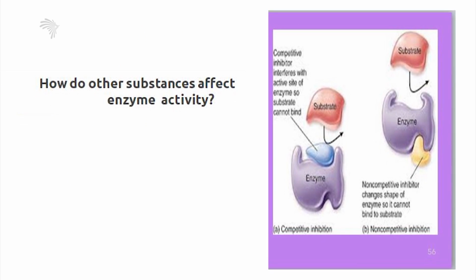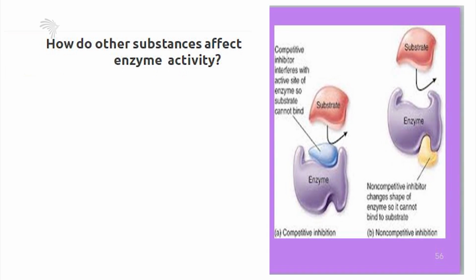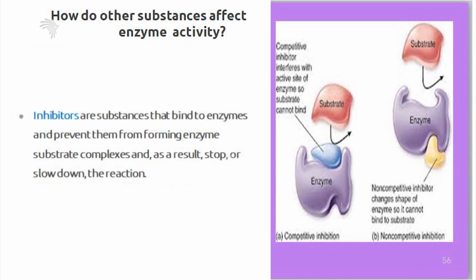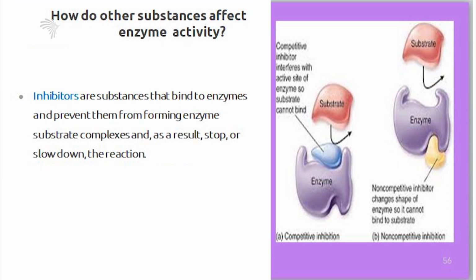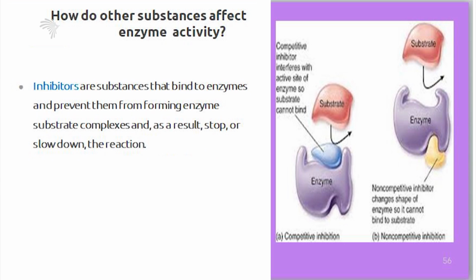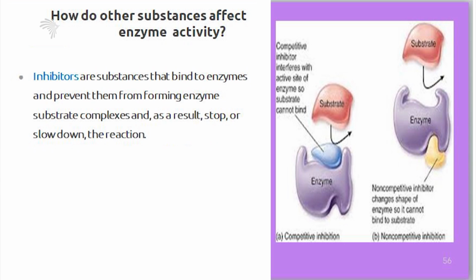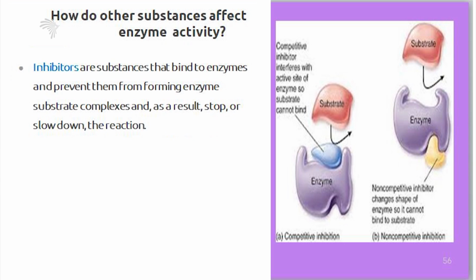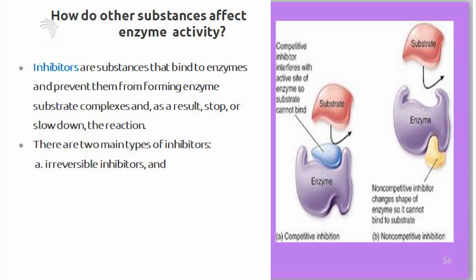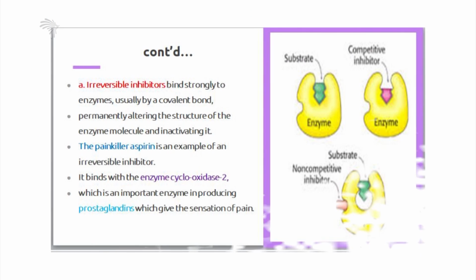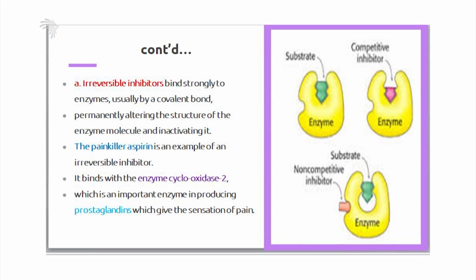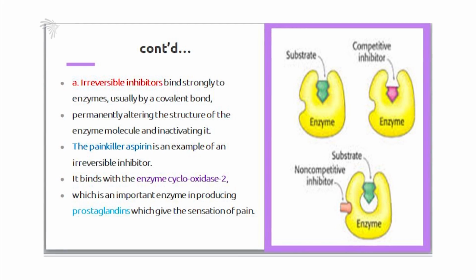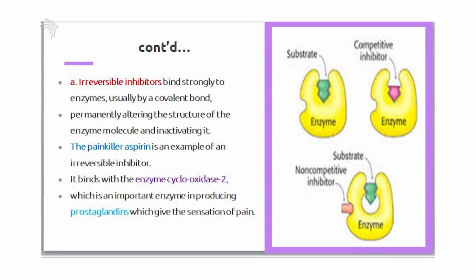How do other substances affect enzyme activity? There are inhibitors in the enzyme process, which are substances that bind to the enzyme and prevent it from forming an enzyme substrate complex, and as a result slow down the reaction. There are two main types of inhibitors: reversible inhibitors and irreversible inhibitors. Irreversible inhibitors bind strongly to enzymes, usually by covalent bonds, permanently altering the structure of the enzyme molecule, inactivating it.